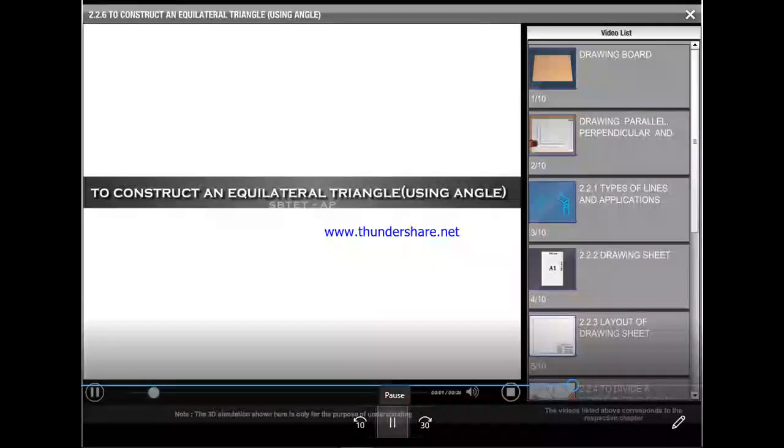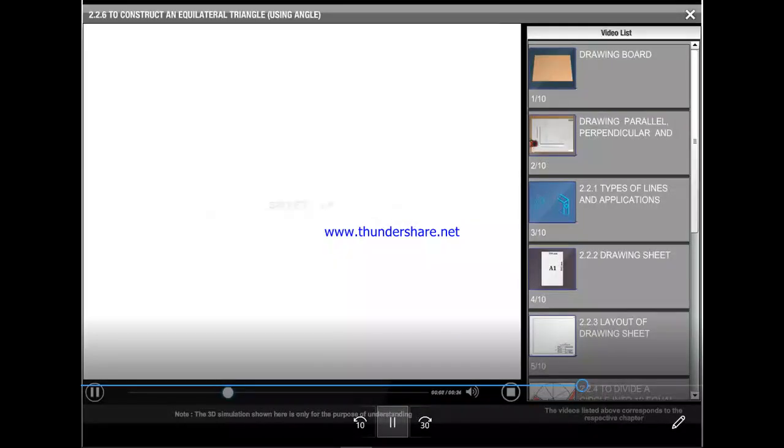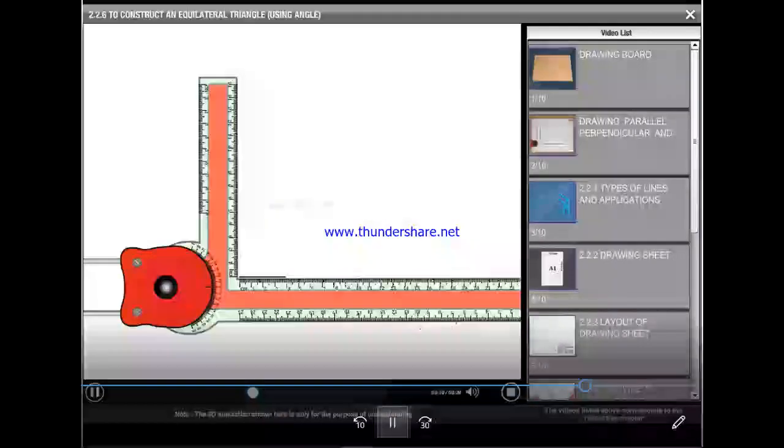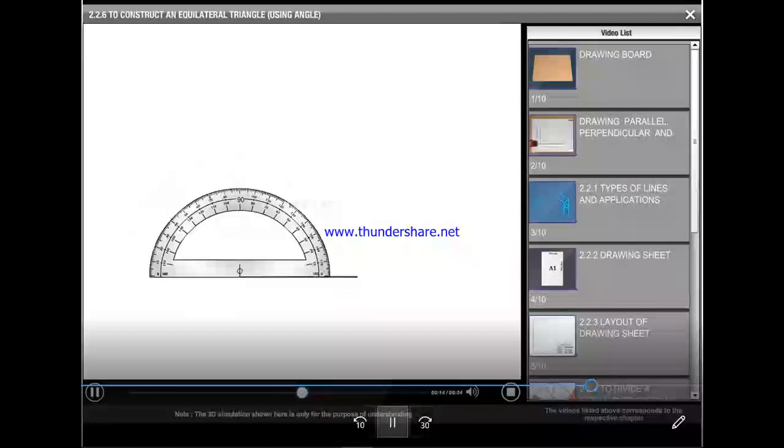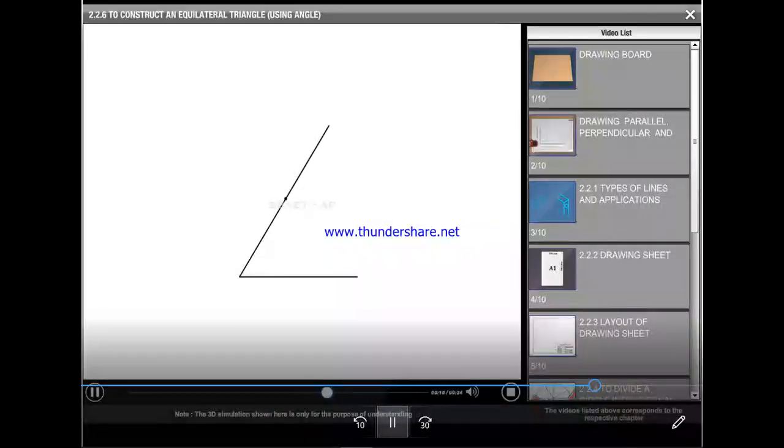In this video, we will see about the construction of an equilateral triangle using angles. Draw one side of the triangle. From one end of the line, set an angle of 60 degrees. From the other end, again set an angle of 60 degrees. Now complete the triangle.